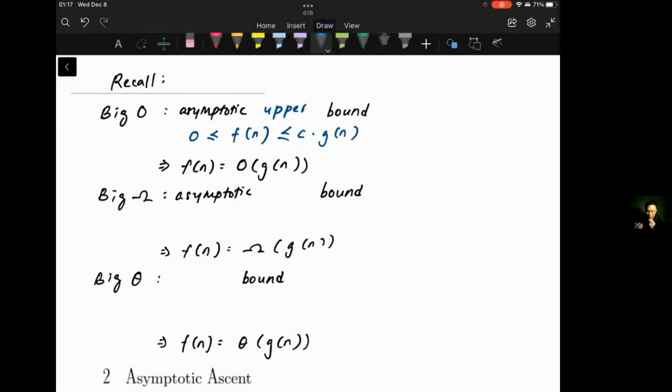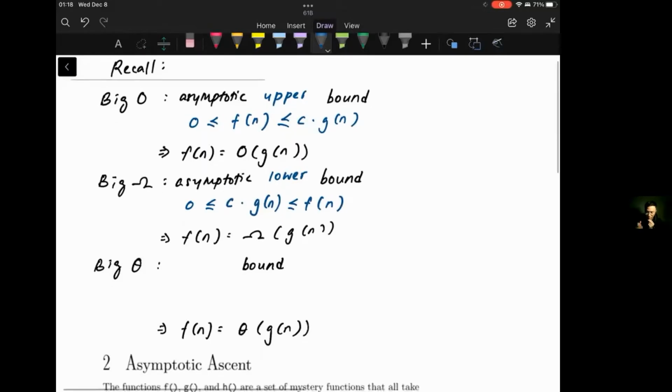Big Omega is an asymptotic lower bound. For function f equal to big Omega of function g, this means that function f not only takes more than zero time to run, but it also runs longer than some function g times some constant c. Okay, and big Theta is a tight bound.